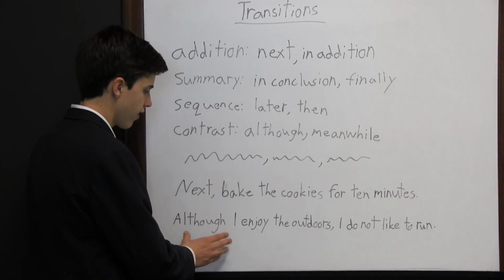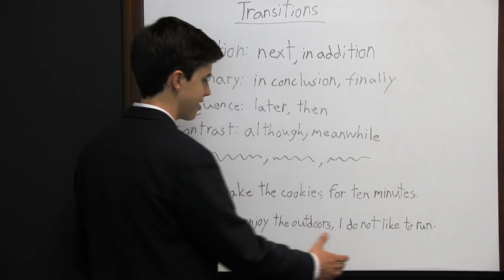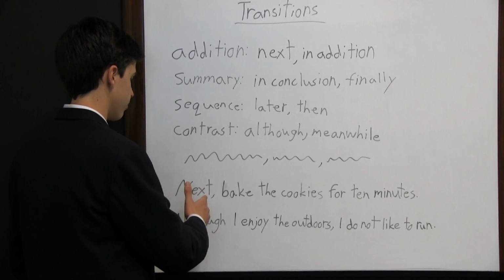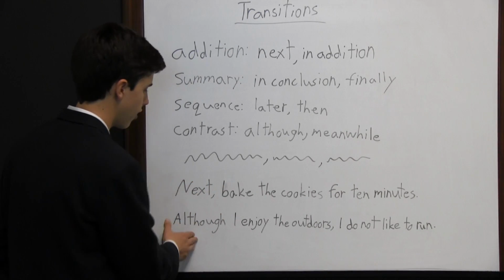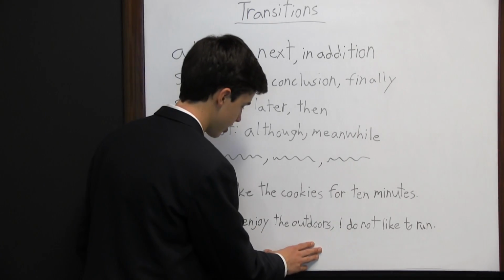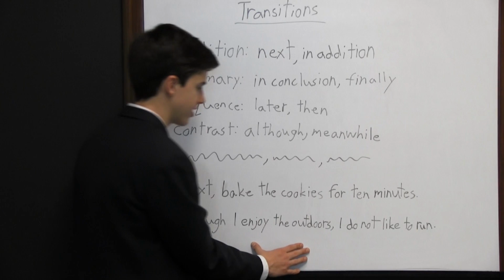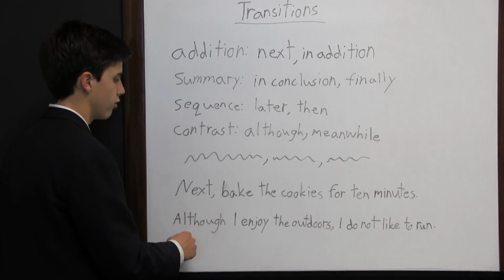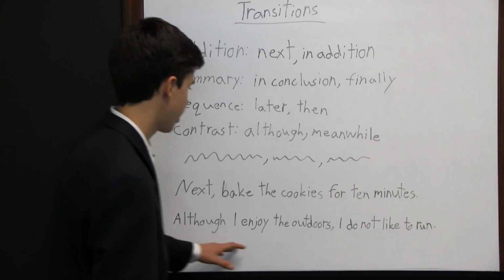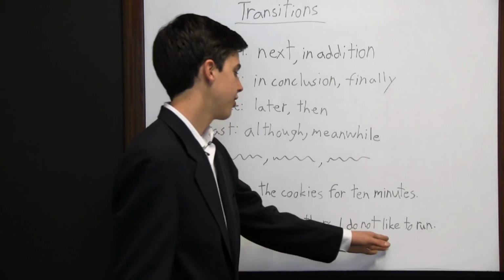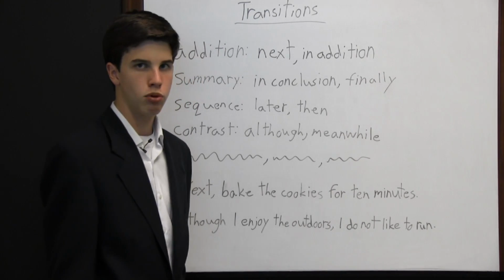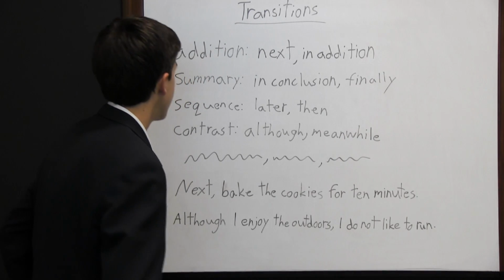Now, notice that in certain cases, you have to continue the sentence for it to make sense. Like here, it wouldn't matter whether next was here or not. But since you've put although right here, you have to finish the sentence. You couldn't say, although I enjoy the outdoors. Because I enjoy the outdoors makes sense by itself, but once you add although to it, you're telling the reader that there's something else that needs to come. So after you put, although I enjoy the outdoors, you have to put, I do not like to run to finish out the sentence.